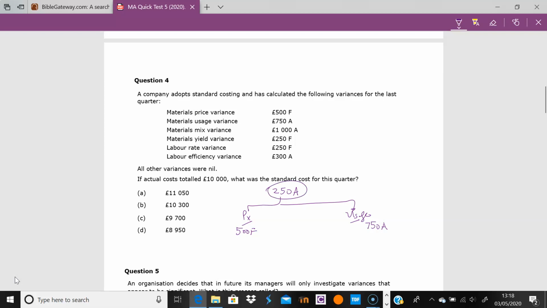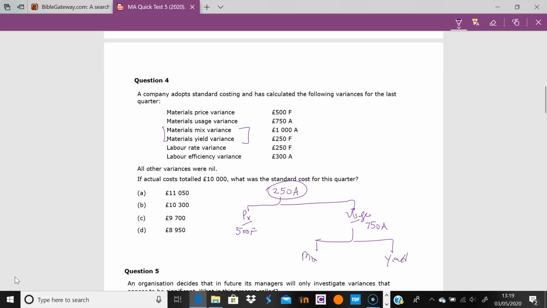Now, we could go ahead and investigate this 750 further, especially when we're talking about chemicals. And when we went on and studied, and again, please go back and watch those videos on mix and yield, if you haven't seen them in a long time, you'd have to review them. We said that this is really broken up. This 750, this is where I'm going, is just a breakdown. This usage variance is really made up of a mix variance and a yield variance.